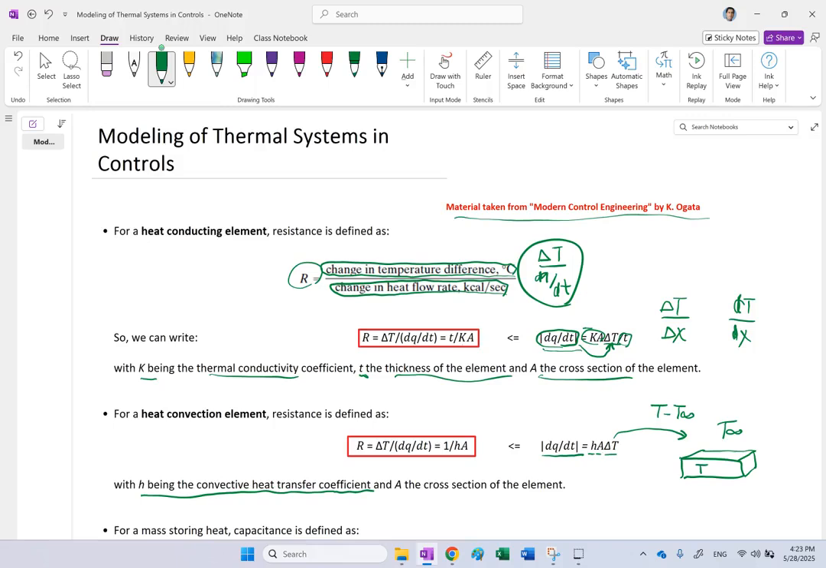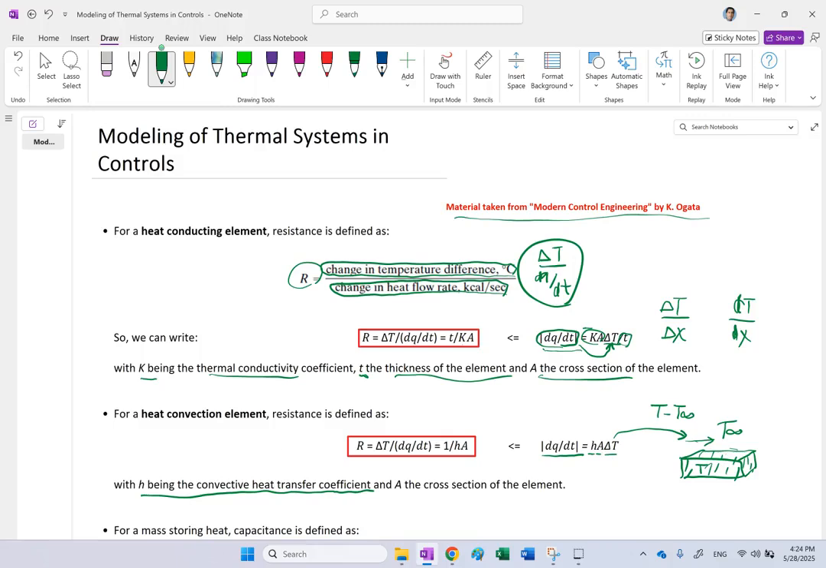And H, as I said, is the convective heat transfer coefficient, which depends to a good extent on the relative velocity between this fluid and this object. That's why when we blow air over a hot object, we increase this H. And A is the surface area that is in contact with the ambient fluid and is passing the heat to it. In this case, it could be all the surface area of the object.